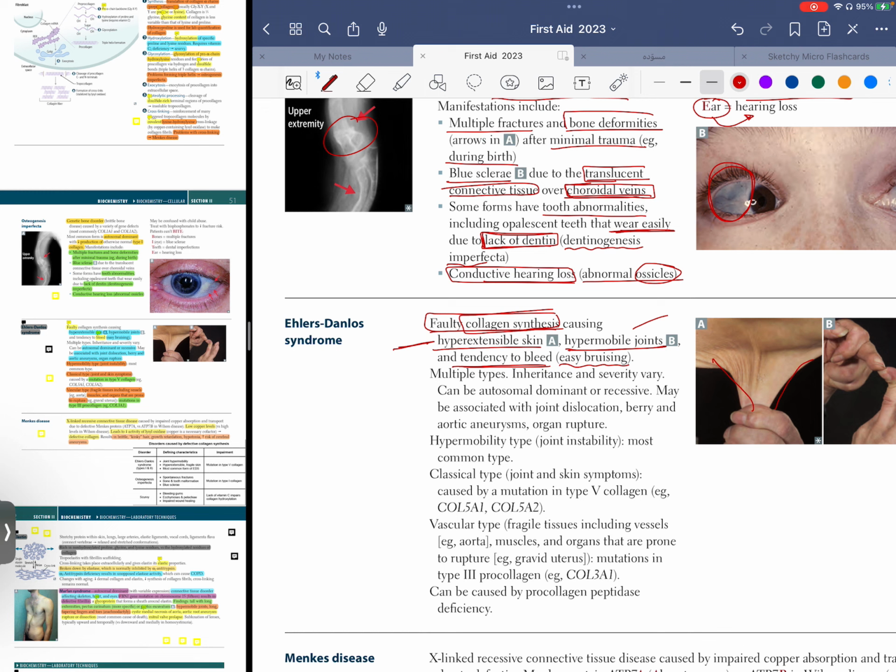That's easy bruising. Multiple types, of course, like Ehlers-Danlos syndrome has multiple types. Inheritance and severity vary, so depending on each one of those types, the mode of inheritance and the severity may be different as well. Can be autosomal dominant or recessive. May be associated with joint dislocation, berry and aortic aneurysms, and organ rupture. So, few things over here. It could be dominant or recessive because the mode of inheritance is just not fixed. Depending on the type, we have different severities of the disease. We may have joint dislocation, berry and aortic aneurysms, and organ rupture.